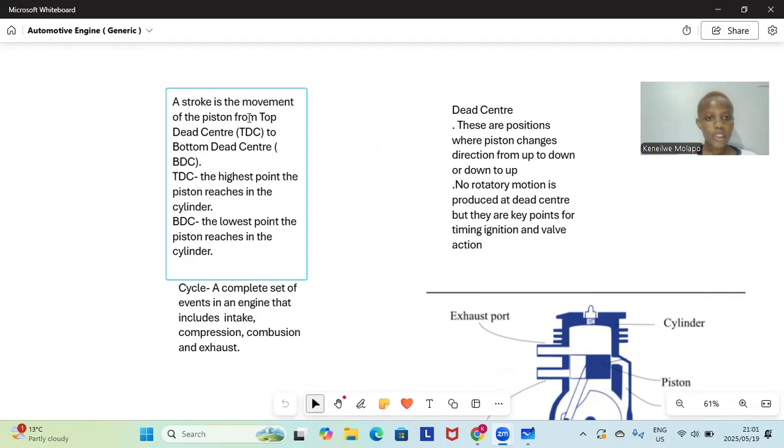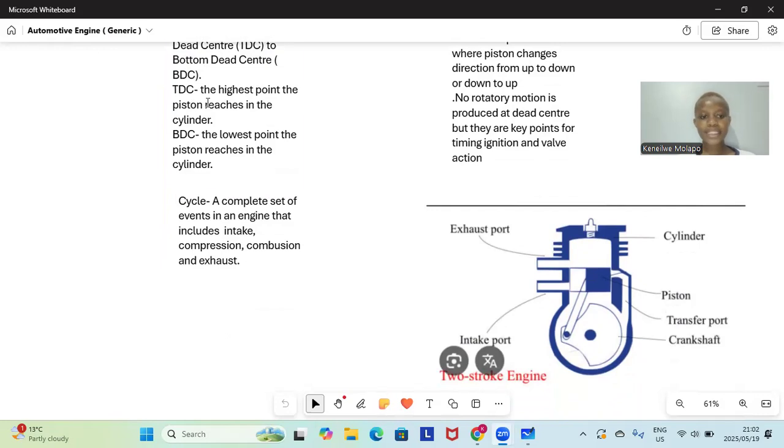A stroke is the movement of the piston from top dead center to bottom dead center. In the diagrams, I'll be showing you what a piston is, and the top and the bottom. The top dead center is the highest point the piston reaches in the what? In the cylinder. I'll also show you the cylinder. The bottom dead center is the lowest point the piston reaches in the what?